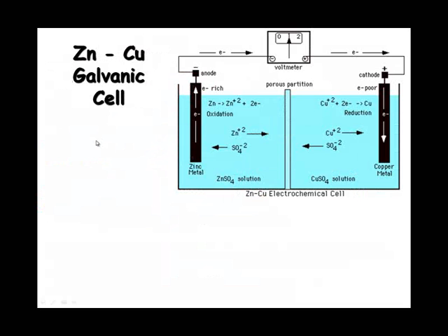Here we have a zinc and copper galvanic cell. We have a zinc metal here, and this zinc loses electrons in this oxidation reaction. Those electrons travel through the wire. This is a flow of electrons, which is known as electricity, and they reduce this copper. As it happens, the copper picks up the electrons and becomes copper metal.